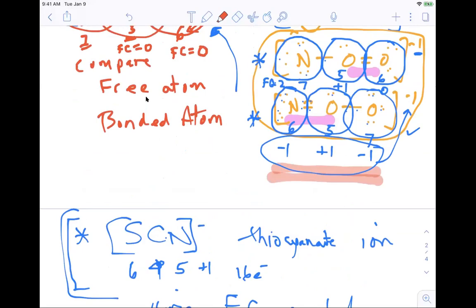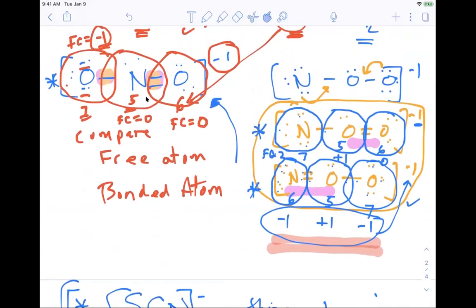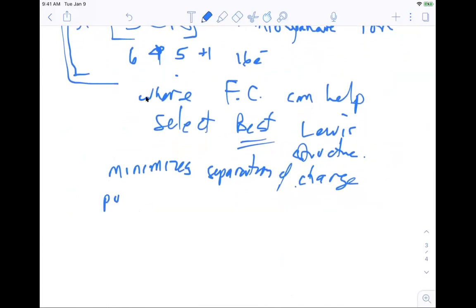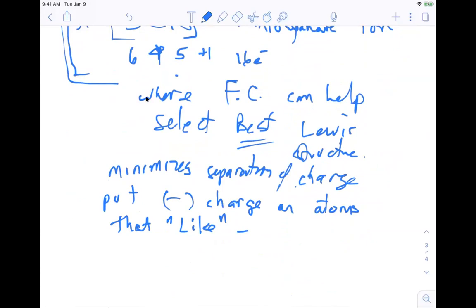That really spreads charge out. And when you spread charge out onto the atom, that costs you a lot of energy, and they hate it, right? If you look at this guy, I've got a -1 over on one end, and it's on an atom that really likes electron density. It's on an oxygen, so that's good. He's happy, right? And so when you're using formal charge, you want to minimize separation of charge, and you want to put negative charge on atoms that, quote unquote, like negative charge.